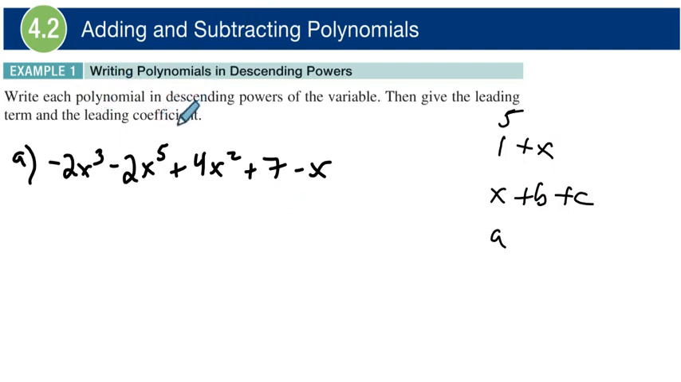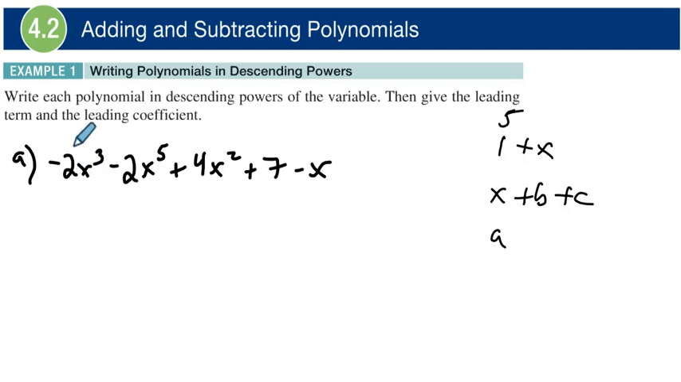Basically we're going to take all of these terms. This is a term, this is a term, term, term, and a term. What we need to do is write it in descending order by its powers. Check this out right here. Every variable has a power. See, this is the power.